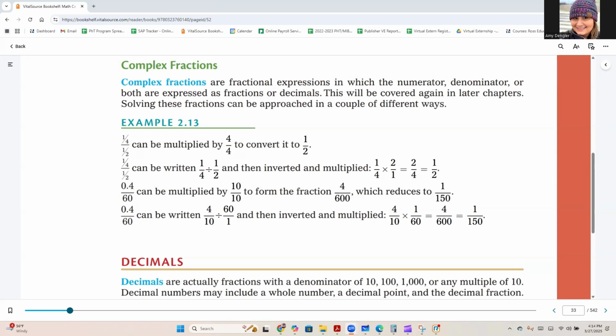We have example 2.13. So 1/4 over 1/2 can be multiplied by 4/4, which is 1, to convert it to 1/2. It can also be written as 1/4 divided by 1/2 and then inverted and multiplied to get 1/2. 0.4/60 can be multiplied by 10/10 to form the fraction 4/600, which reduces to 1/150. 0.4/60 can also be written as 4/10 divided by 60/1 and then inverted and multiplied to get 1/150.